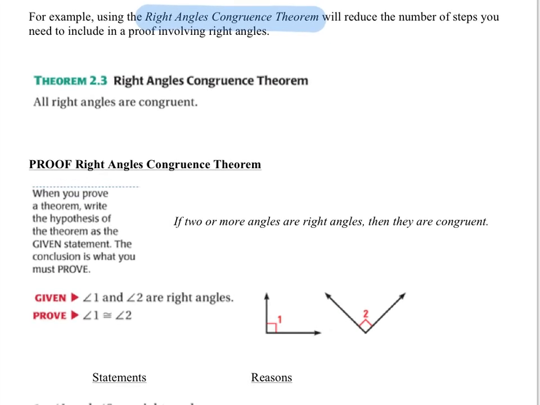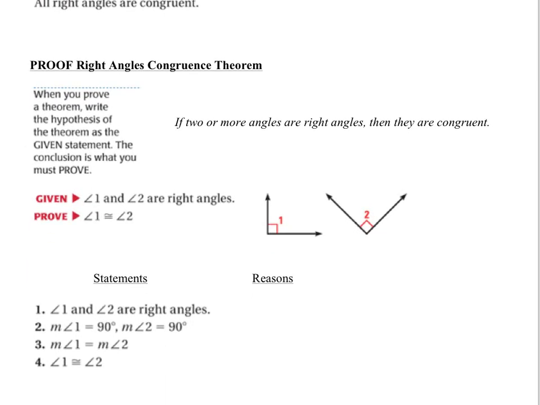So the right angles congruence theorem states that all right angles are congruent. So the first thing that we need to do is write that as a conditional. Then our given is going to be the hypothesis, and what we're trying to prove is going to be the conclusion. So our conditional statement is: if two or more angles are right angles, then they are congruent.